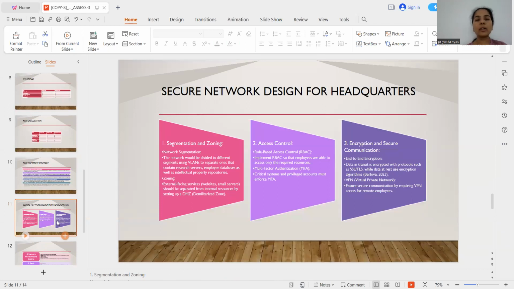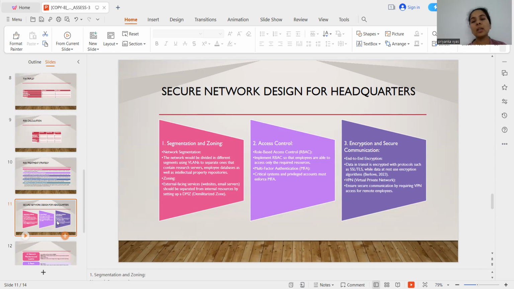Next, a secure network design for headquarters. Segmentation and zoning: network segmentation and zoning are given. Second one is access control, in that role-based access control, implementing RBAC so that employees are able to access only the required resources. Third one is multi-factor authentication, MFA, and for critical systems and privileged accounts, MFA must be enforced.